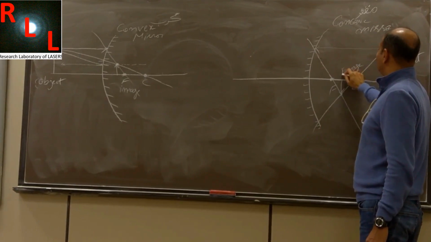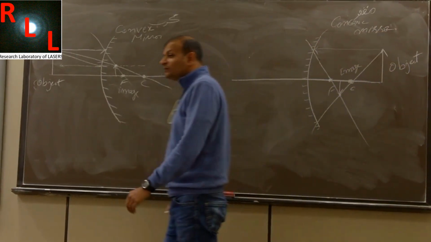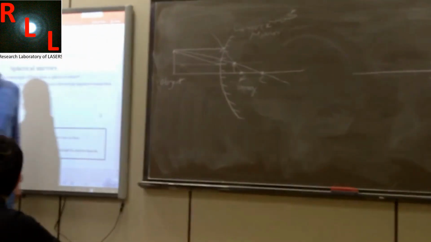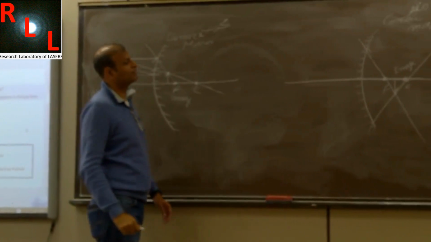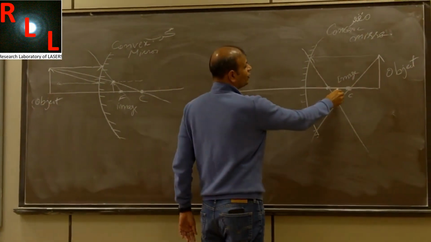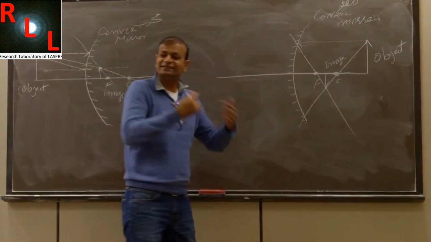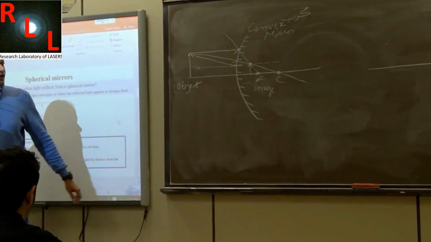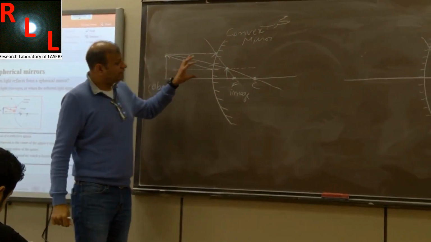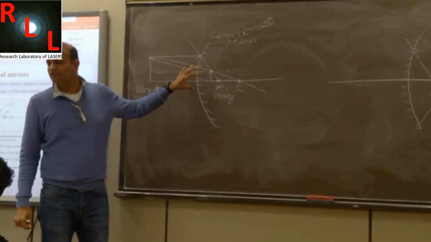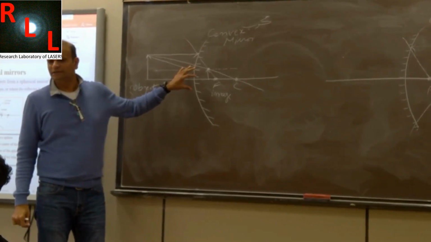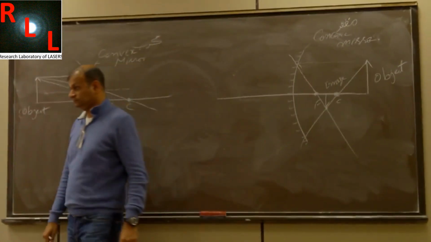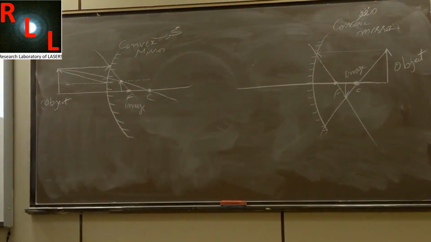Reflect in an image. Yes, and this image is real but inverted, upside down. So the image is real, but it's inverted. In this case, we cannot have a real image. In this case, we can have a real image, but inverted.